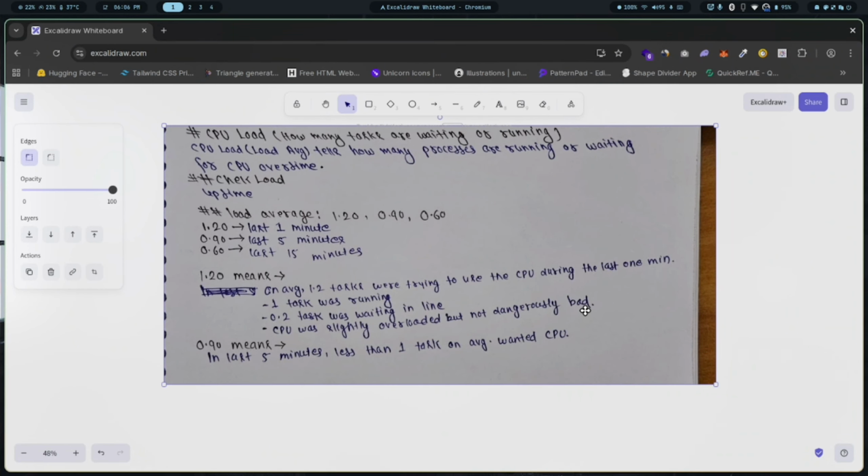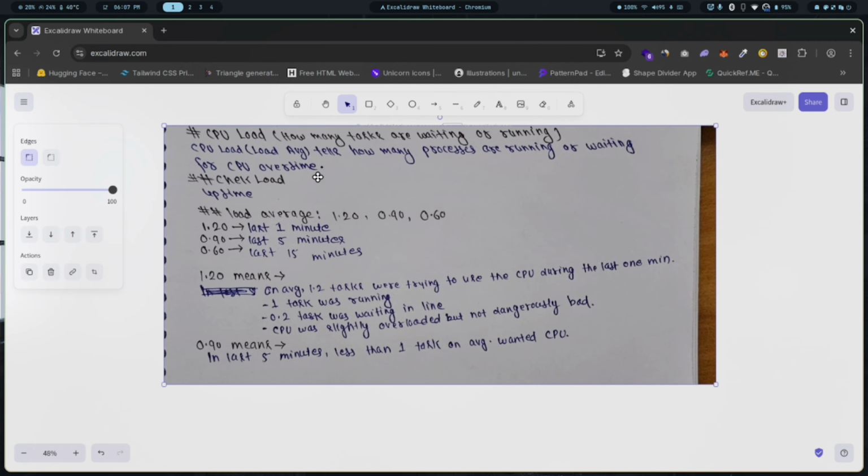In this video we are going to cover a very important topic, which is CPU load. It means how many tasks are waiting or running. So the CPU load, or load average, tells how many processes are running or waiting for the CPU at a time. It means how many processes are running or waiting to be processed.